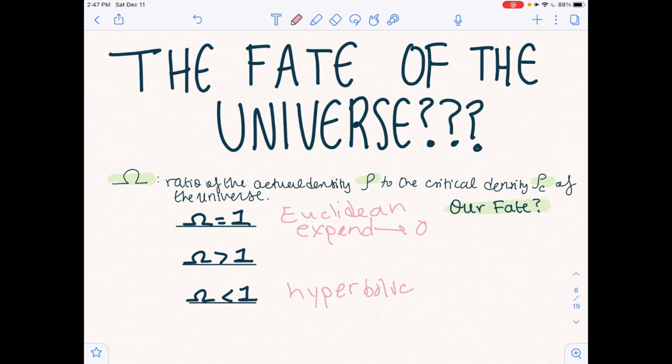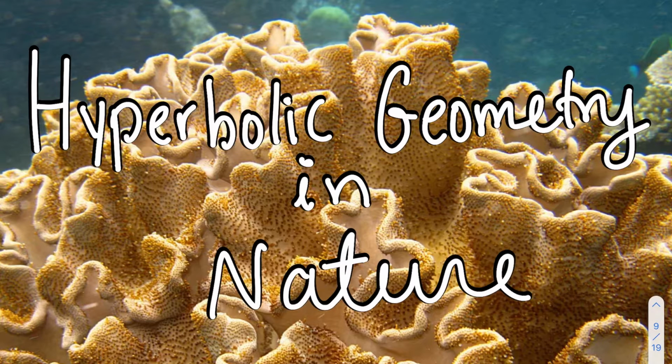And the universe will expand infinitely, with matter becoming more and more spread out until we experience a big chill. Finally, if omega is greater than 1, we would have a spherical geometry. In this case, the universe would eventually collapse on itself in a big crunch. But we have ruled this option out. For now, the universe appears to have a hyperbolic geometry where the curvature is very close to 0. This could explain why, locally, space appears Euclidean to us.